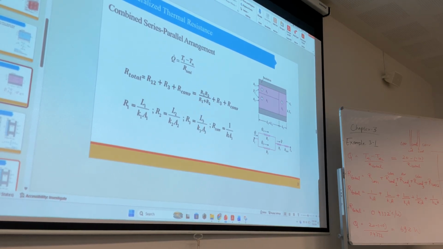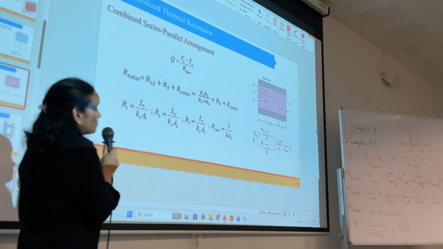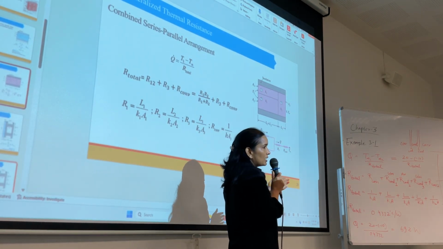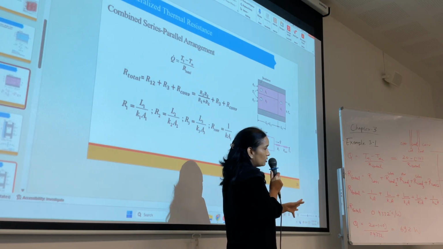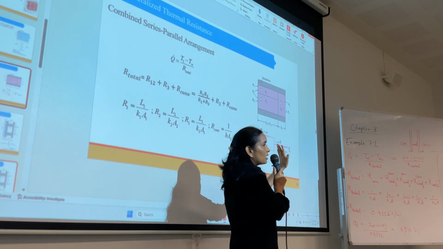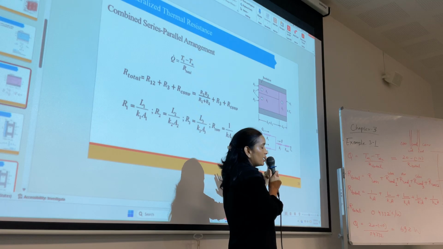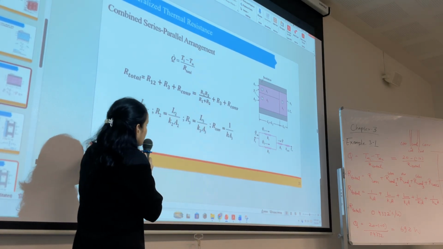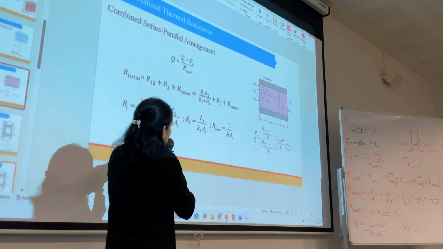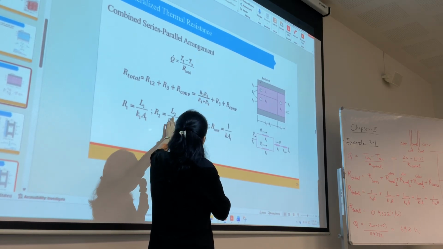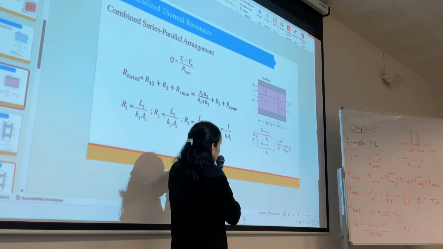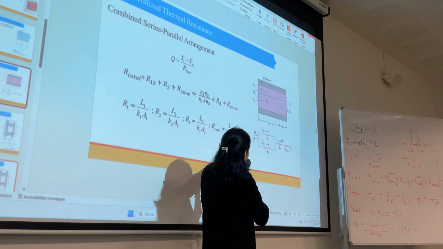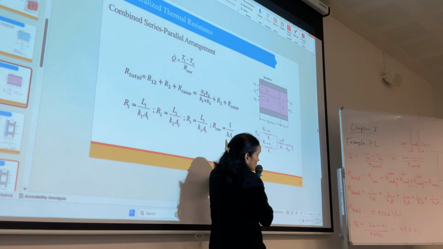Okay, so let's see this example. You have two layers attached vertically and the third layer is attached parallelly. All layers are solid, so the heat transfer is by conduction. In the first layer, conduction L1 over K1A. In the second layer, again conduction L2 over K2A. Third layer, again conduction L3 over K3A. The last layer outside is convection.